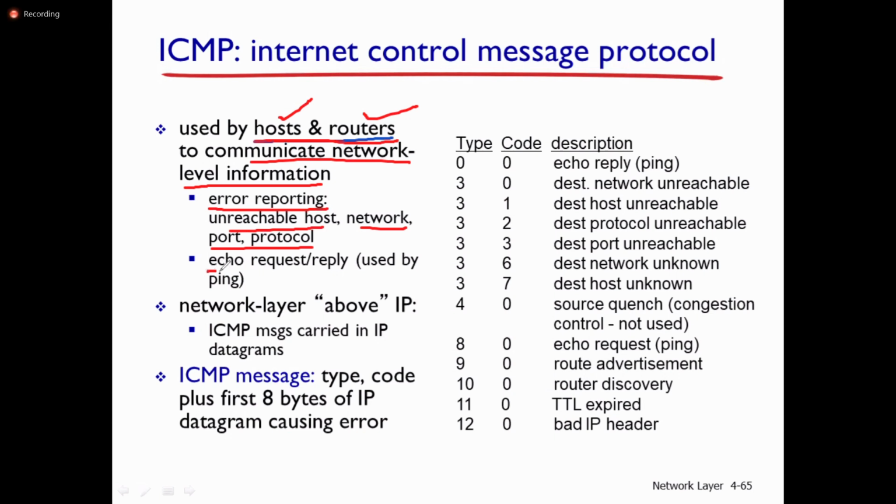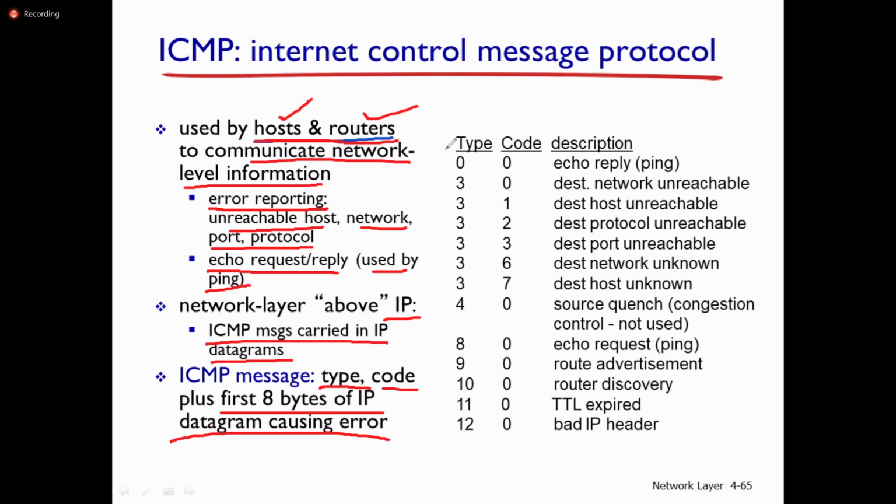We can also communicate echo request or reply, used by ping. The ICMP messages are carried in IP datagrams, Internet Protocol datagrams, at the network layer above the internet protocol layer. The ICMP message consists of the type of the message, the code of the message, and the first 8 bytes of the IP datagram that causes the error.